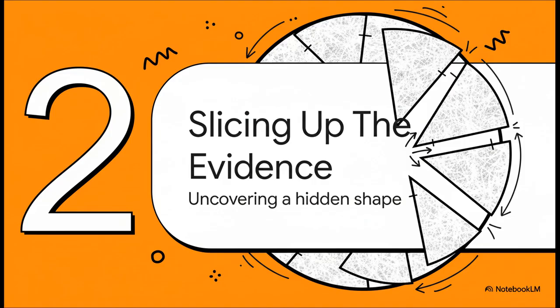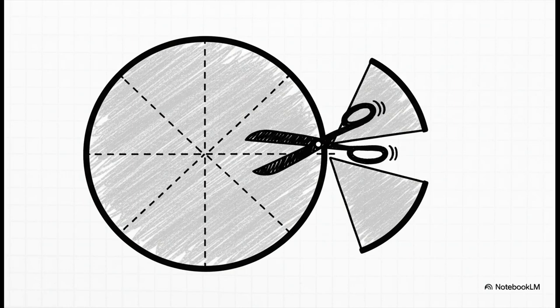Forget about boxing this circle in from the outside. We're going to go inside. We're going to slice it up and see what secrets it's hiding. So the big idea here is to cut the circle into slices, just like you would with a pizza. In math, we call these sectors. And remember, we're not throwing anything away. We're just rearranging the pieces.